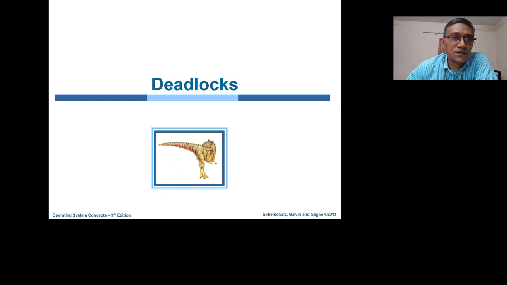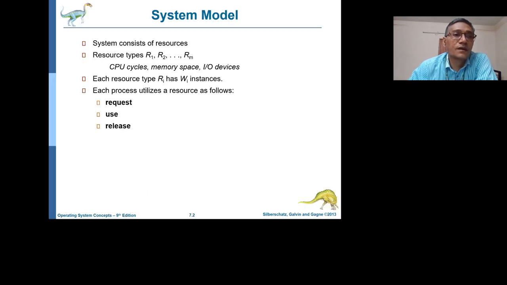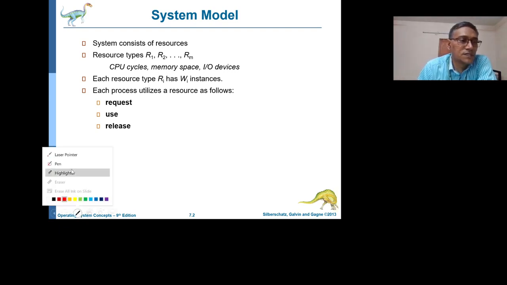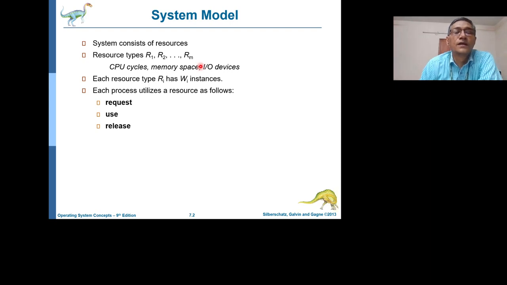In this lecture we will learn about deadlocks. The system model is characterized as follows. The system consists of resources. Resource types are specified with respect to the terminology R1, R2, Rm. Resources can be either a CPU cycle, memory space or IO devices. Each resource type Ri has Wi instances. So many instances can be there for each type of resource. Instances means number of copies.